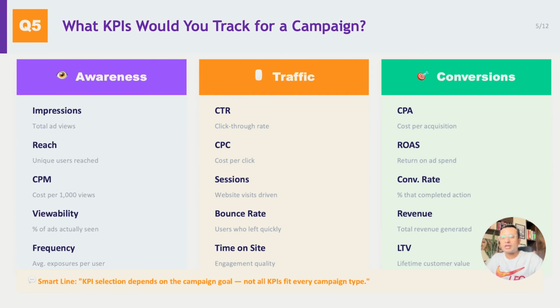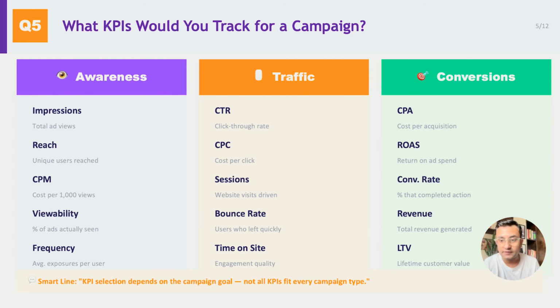So a smart line to use for what KPIs would you track for a campaign would be, KPI selection depends upon campaign goal. Not all KPIs fit every campaign type. So if the campaign type is awareness, I will use these particular KPIs. If the campaign type is traffic based, I will use these particular KPIs. If the goal is conversions, I will use these KPIs. So be smart in your answers so that the person asking you questions knows that this person knows what he is doing. He is not just memorizing these concepts, but he is aware that the KPIs depend on the campaign goals and objectives.